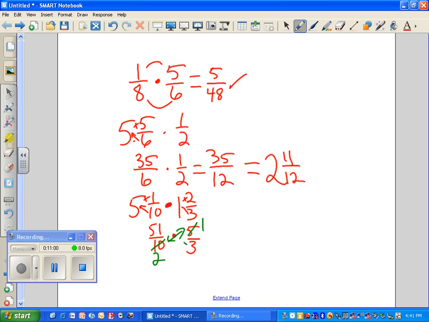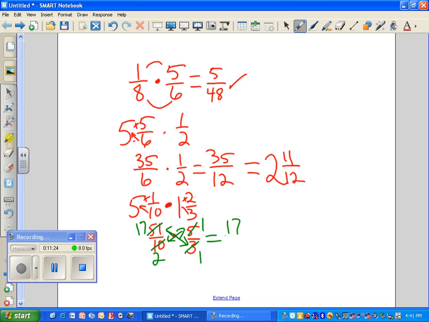Now I'm going to see if the 3 and the 51 would actually cross-cancel, and I'm pretty sure it will, because 3 goes into 5 one time with 2 left over, and that gives me 21. 3 goes into 21, 7. So it's going to be 3 divided by 3 is 1, and 51 divided by 3 is going to be 17. And then I'm going to multiply.